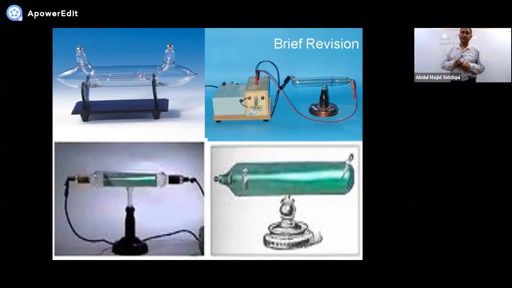So which is the first point? These rays travel in straight lines because they form shadows when an object is kept in their path. Second point. These rays are negatively charged because they are being attracted, they are going towards the positive side. It means they are negatively charged because they are going towards the positive side, as we know that plus and minus always attract each other.